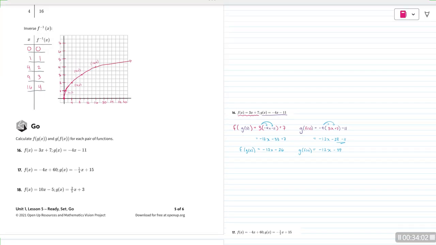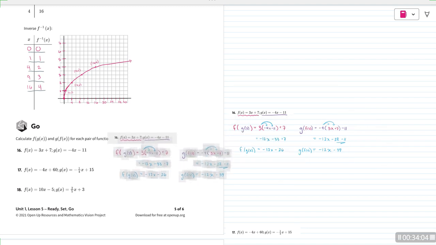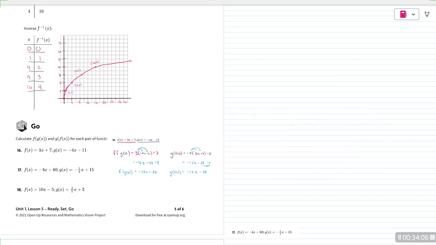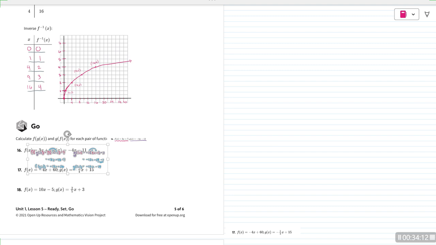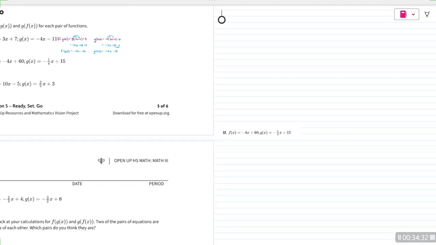So let's just move those onto our page here. And there we go. Really small in there, but that's okay. All right, let's go to 17.